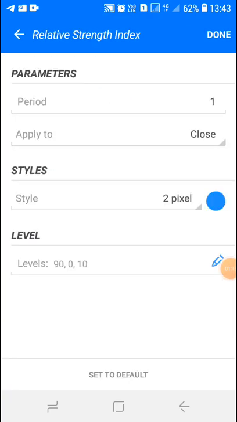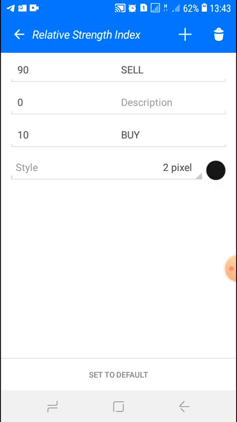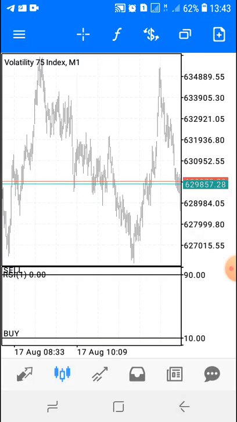RSI. Now you need to make sure that your parameters are like this. The period should be 1, apply to close, style 2 pixel blue, levels 90 sell, then buy 0. Okay, so this is how your chart is going to look like.